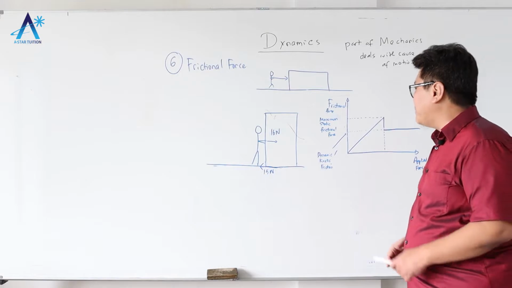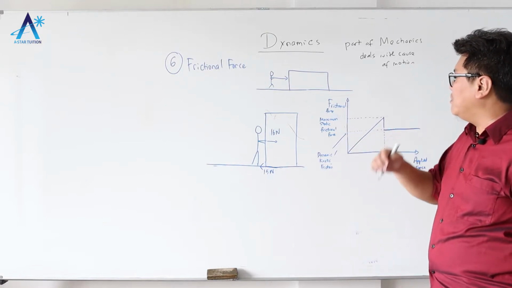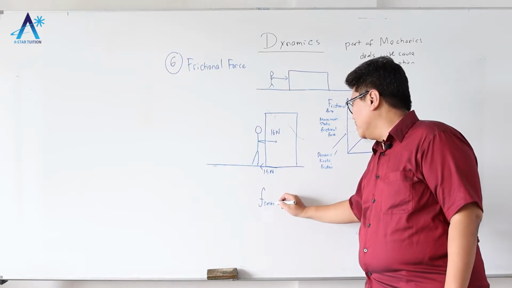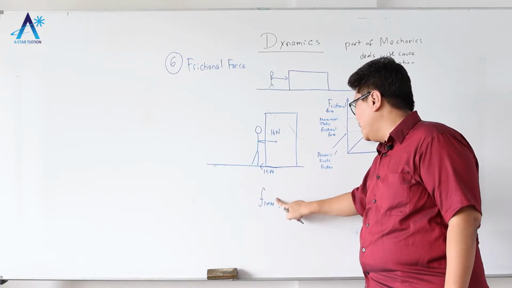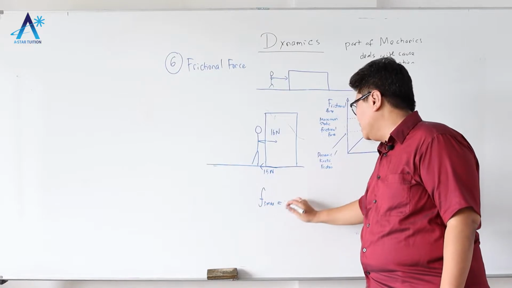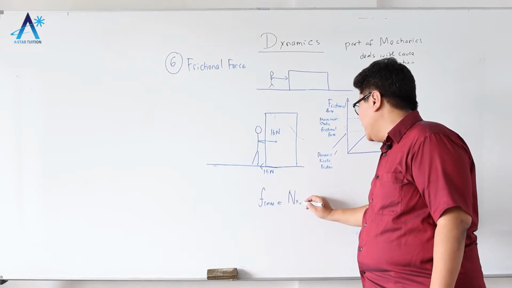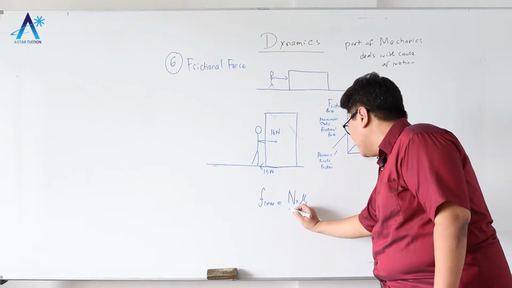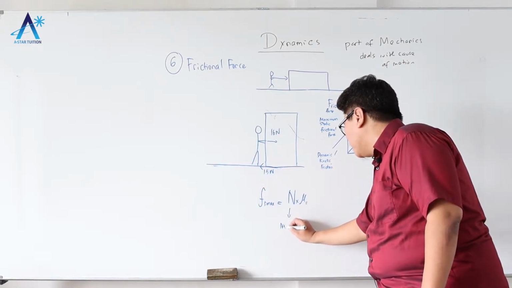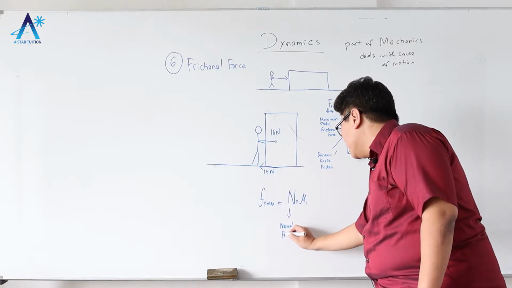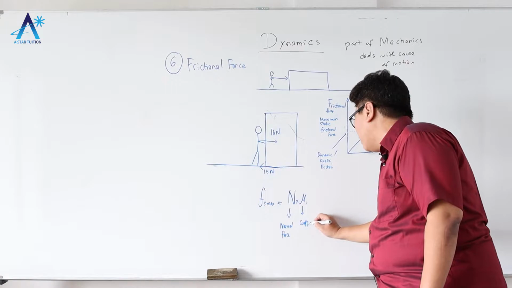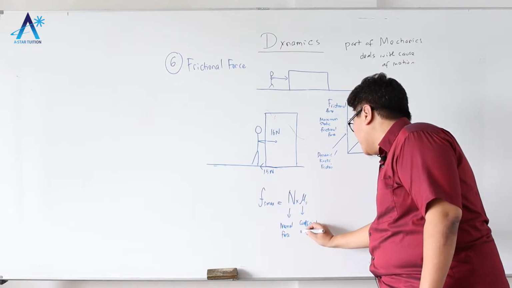Now, based on experiment, the value of the maximum static frictional force can be calculated by using the formula, the normal force multiplied by mu s. Okay, let me write down. So this is the normal force, and mu s is the coefficient of static friction.